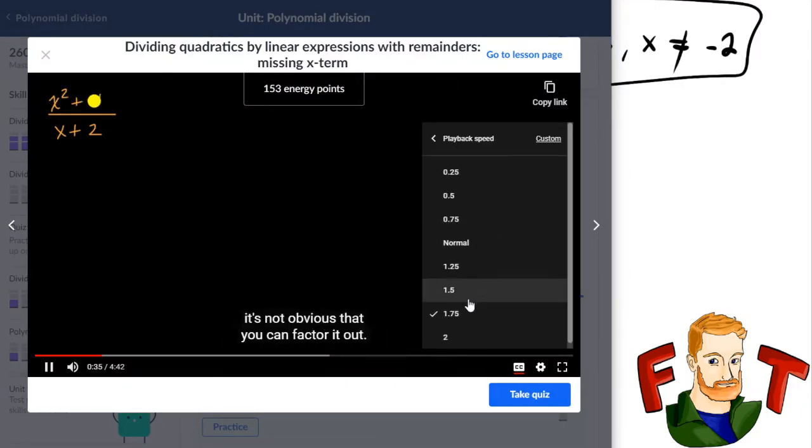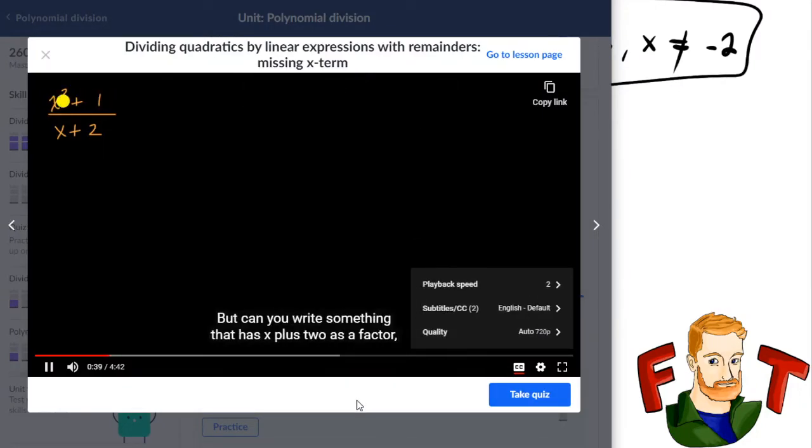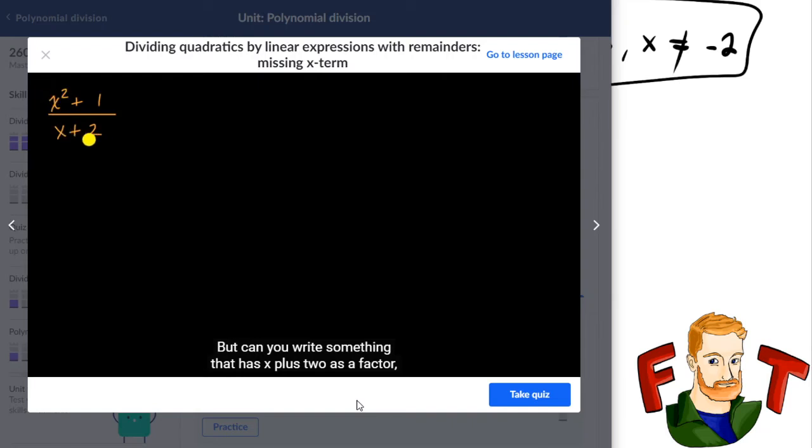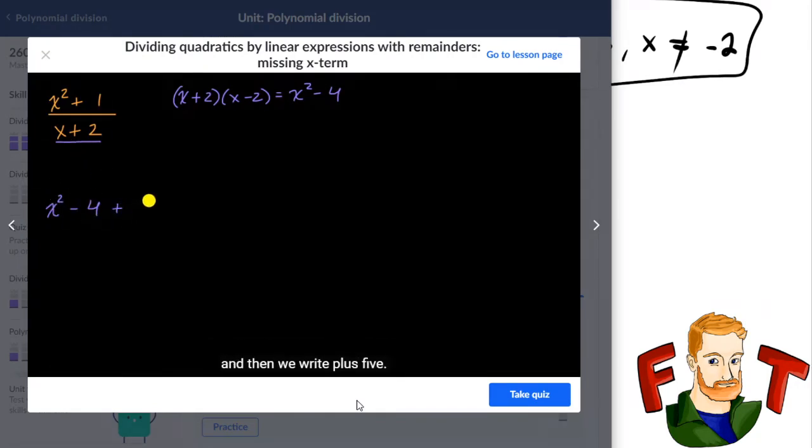So x squared plus 1, it's not obvious that you can factor it out, but can you write something that has x plus 2 as a factor, and interestingly enough has no first degree terms, because we don't want some weird first degree terms sitting up there. The best thing that I can think of is constructing a difference of squares using x plus 2. So we know that x plus 2 times x minus 2 is equal to x squared minus 4. So what if we were to write x squared minus 4 up here, and then we would just have to add 5 to get to plus 1? So what if we write x squared minus 4, and then we write plus 5? This expression and that expression up there are completely equivalent.